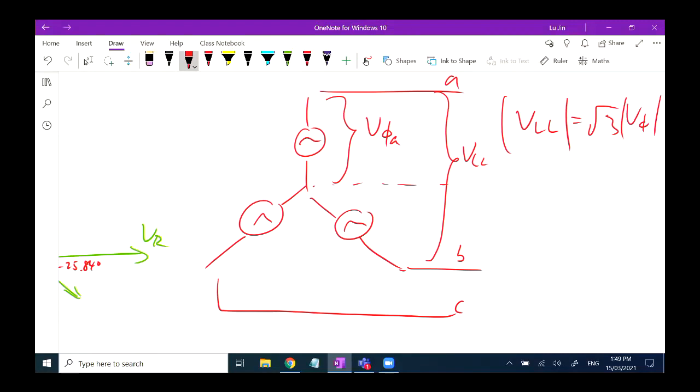And the angle of the line to line voltage is 30 degrees leading the phase voltage. You see the VP is in here, so it's 30 degrees leading. Yeah, okay. Actually, in our lecture meeting in week 2, we will mention this quickly.